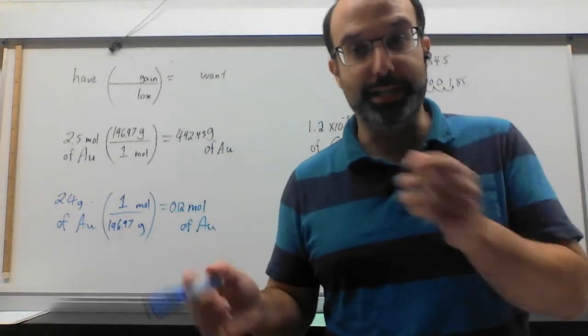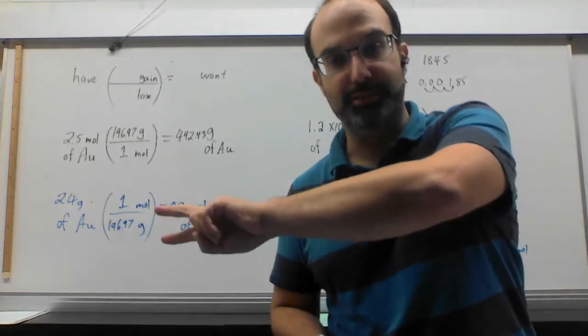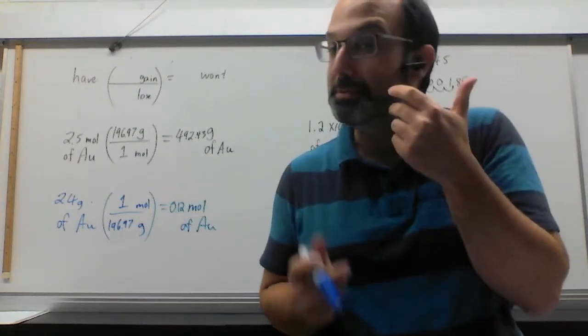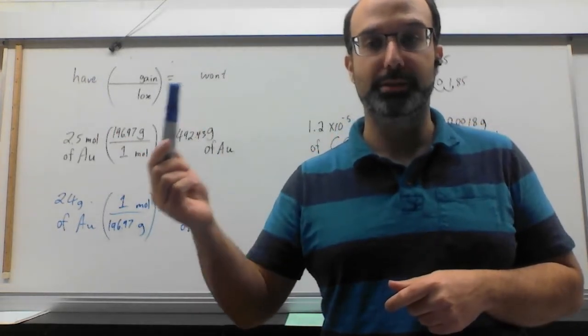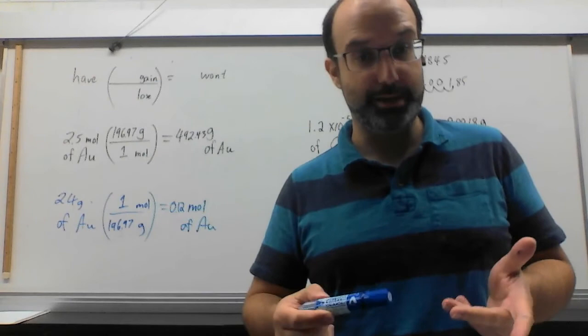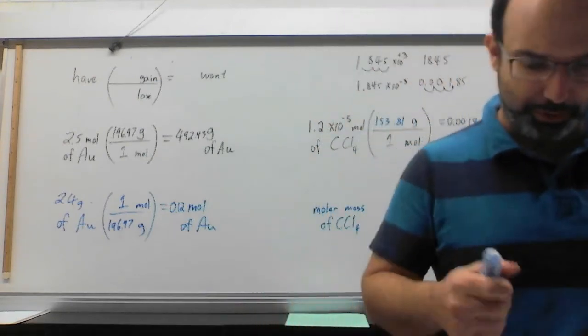That's it. We're done. It's the same technique. We just had to flip two numbers. And we didn't have to memorize flipping two numbers. We just have to remember have, want, lose, gain. Okay? Okay, let's try one more. There's one more example here.